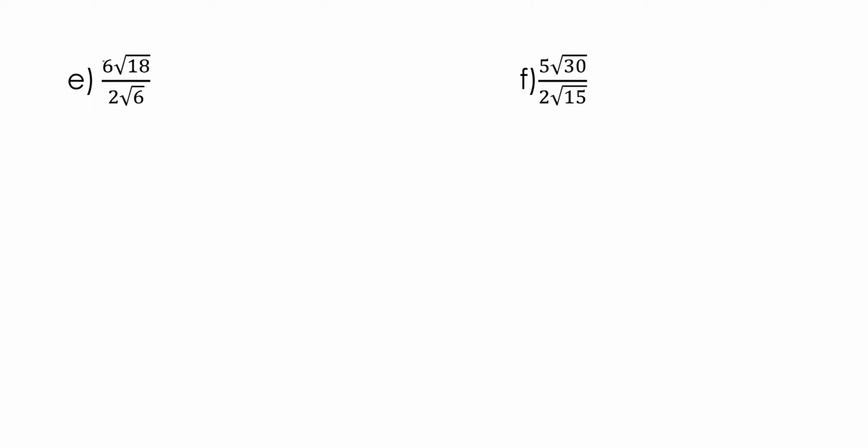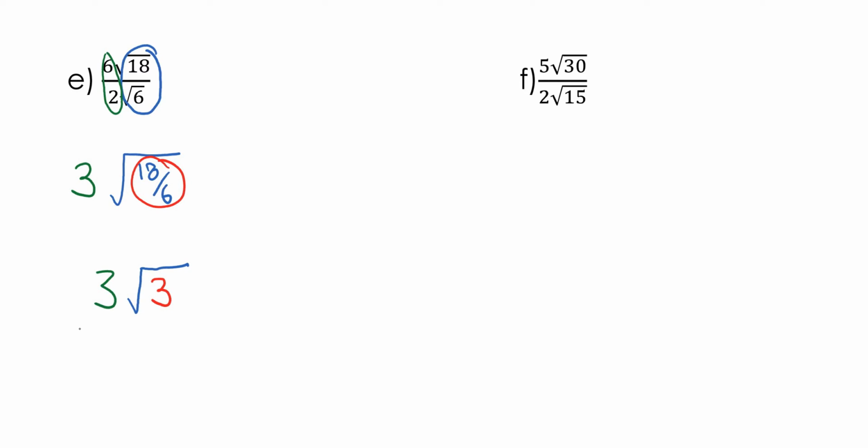For letter E, I have these outside numbers, 6 and 2. So 6 divided by 2 is going to be 3. And then I have root 18 over root 6, so I can write that as a bigger radical as 18 over 6. And 18 over 6 is going to be 3, so 3 on the inside. And then the radical sign, and then the outside 3 can tag along. So my final answer is 3 root 3. Okay, let's move on to letter F.